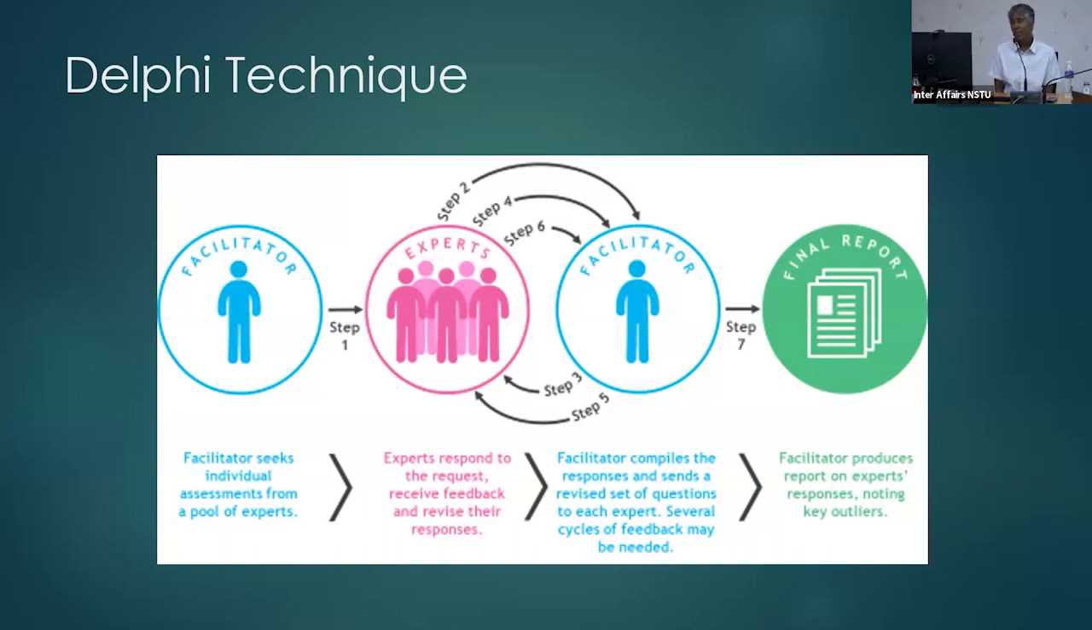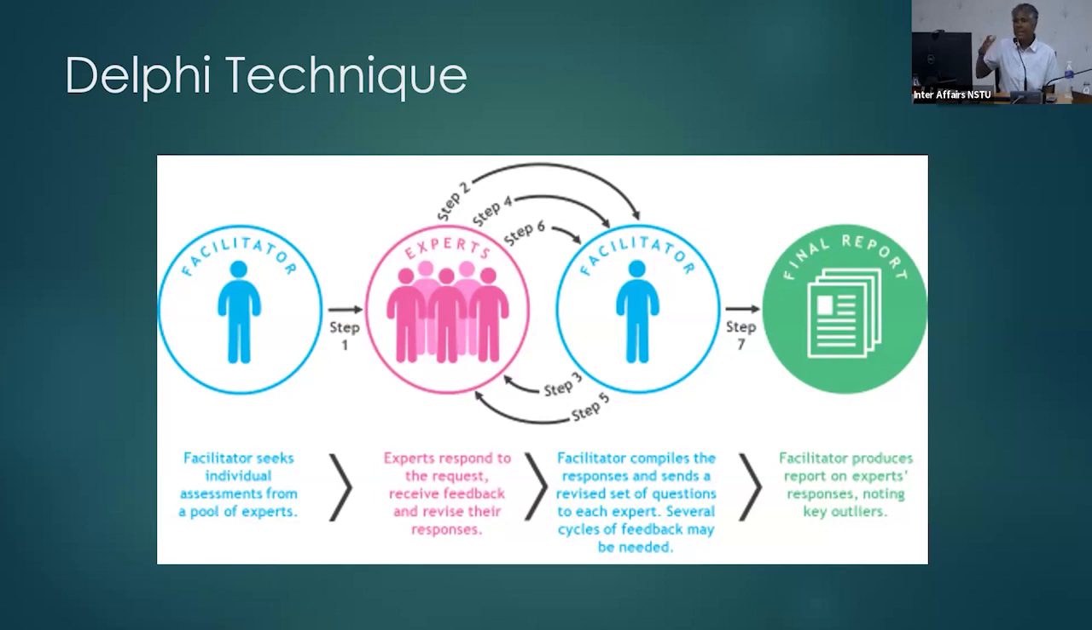With a different question: what is your level of agreement for each of these 12 indicators of good community engagement? 0 is strongly disagree, and 5 is strongly agree. Then you collect the information again. Now you have some level of consensus among the group on which indicators the majority of the experts agreed upon.